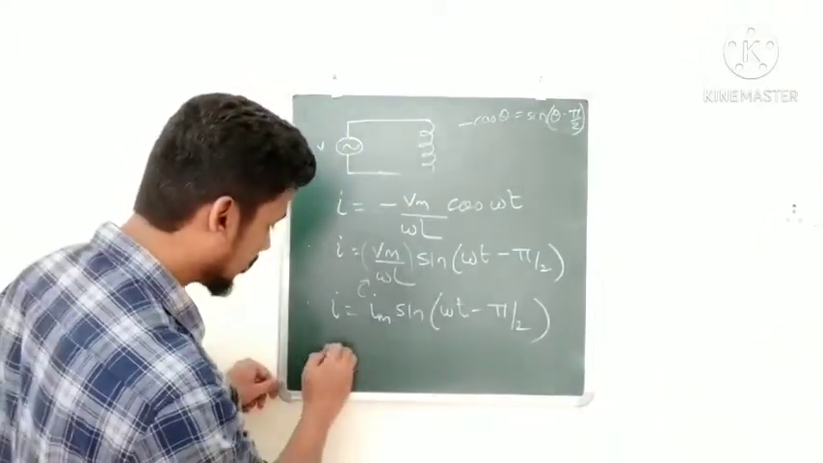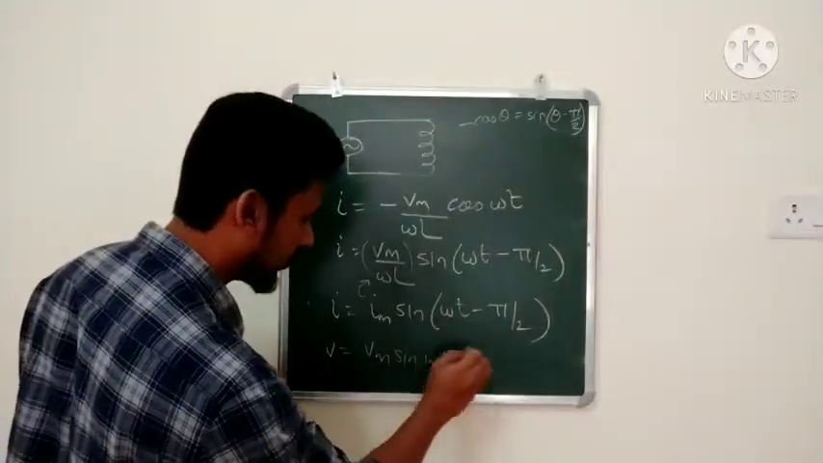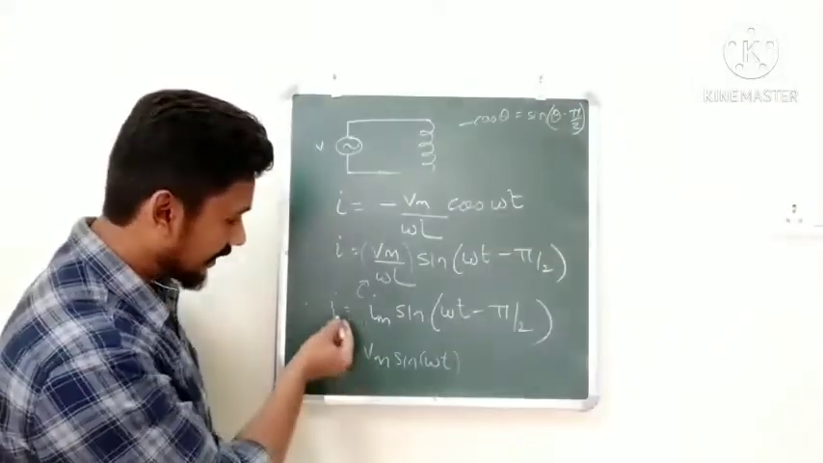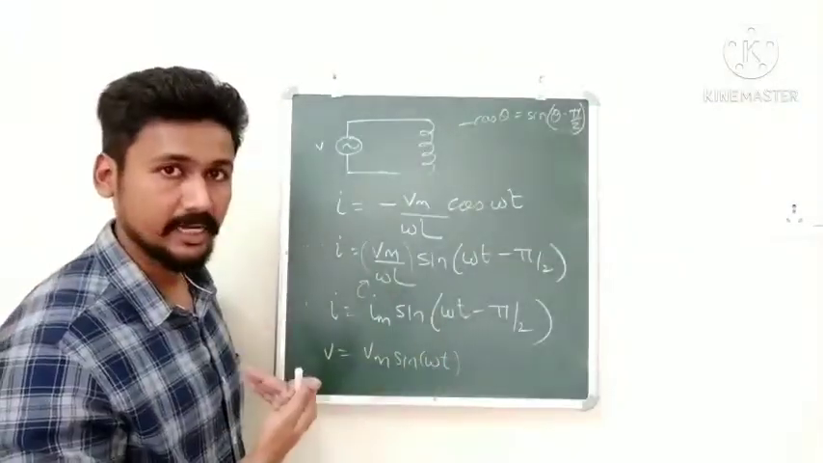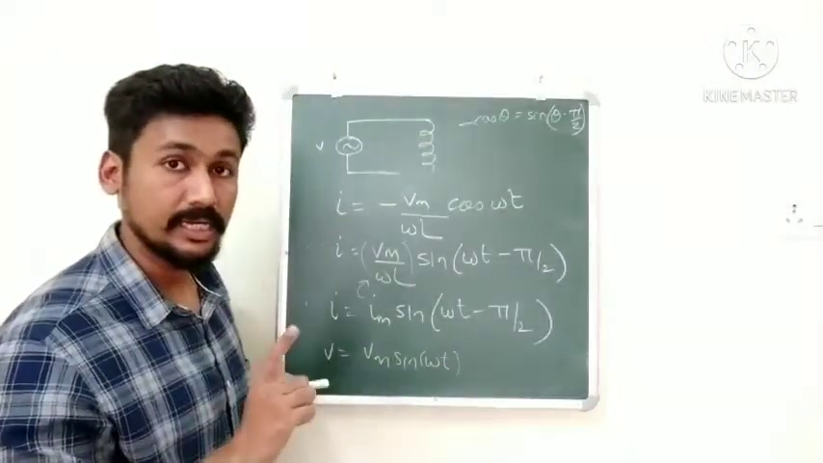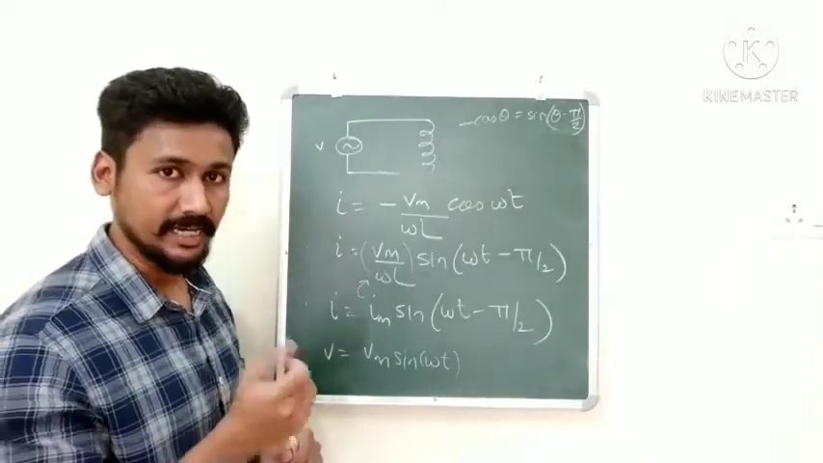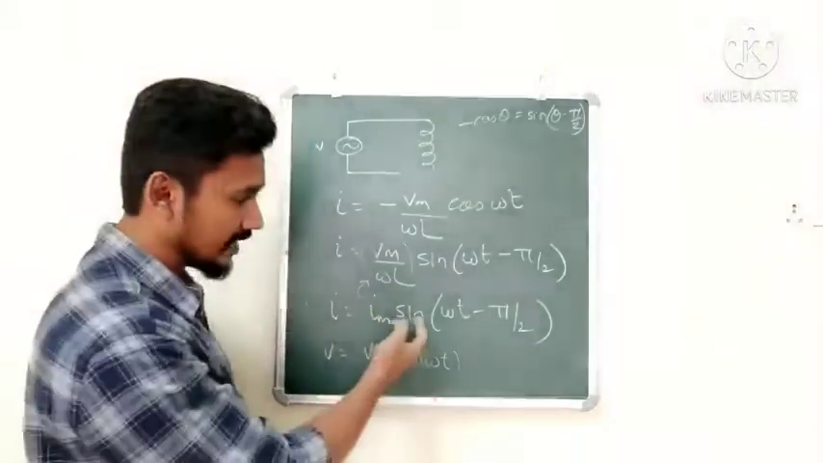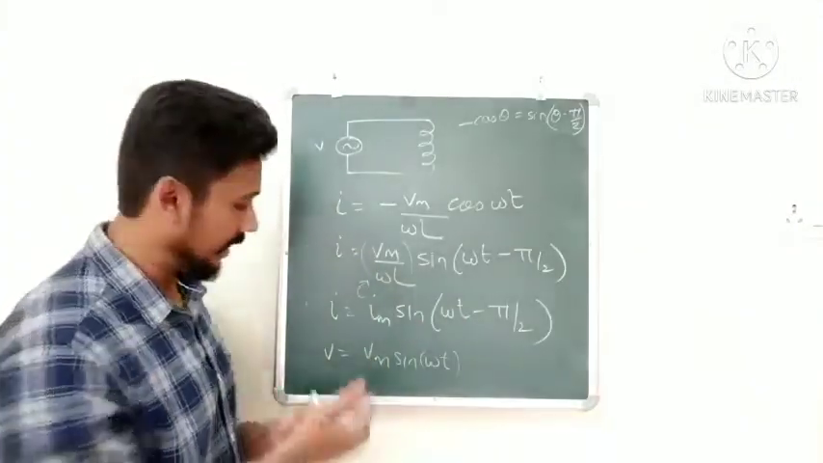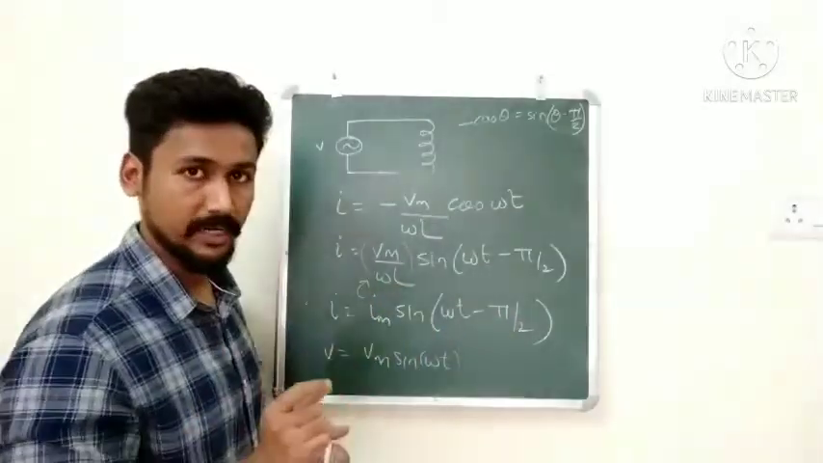How much was the voltage? The voltage was V is equal to Vm sin of omega t. So what is the difference that you are seeing? You see that the current is lagging behind the voltage by pi by 2. Okay, so here they are not in the same phase. If you remember, in a resistive circuit, we saw both current and voltage having the same factor, that is sin omega t. But in an inductive circuit, the current lags behind the voltage by a factor of pi by 2.